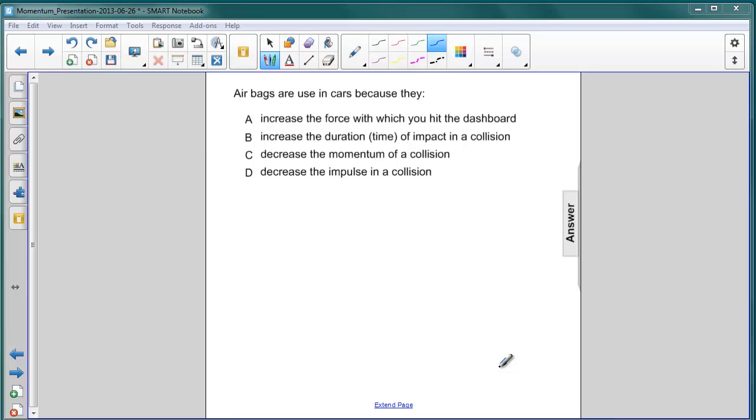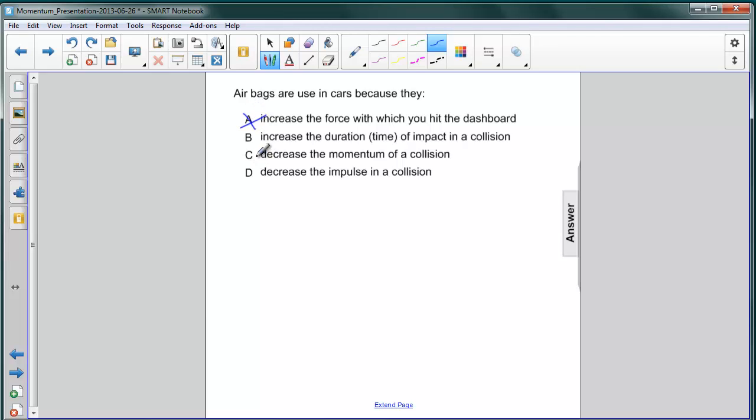Well, let's consider the following. We certainly don't want to increase the force with which we hit anything, and it wouldn't make sense to deploy airbags if that's the case.